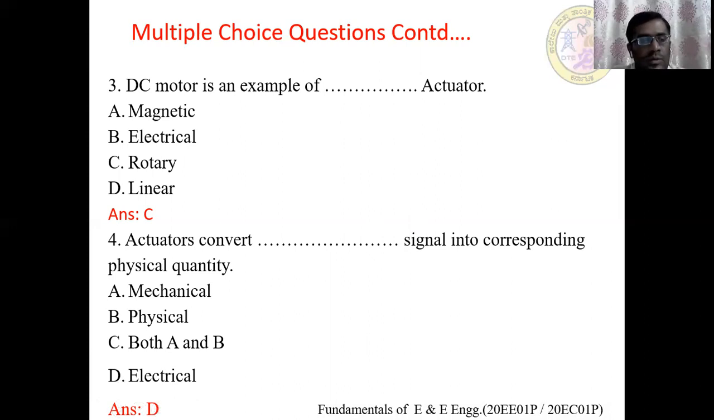Fourth question, actuators convert dash signal into corresponding physical quantity. Options are mechanical, physical, both mechanical and physical, and electrical. So actuators convert the electrical signal into corresponding physical quantity. So the answer is D.